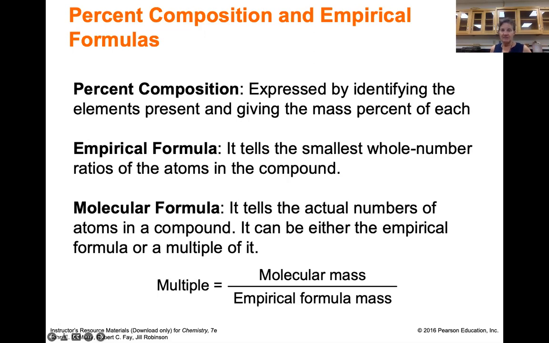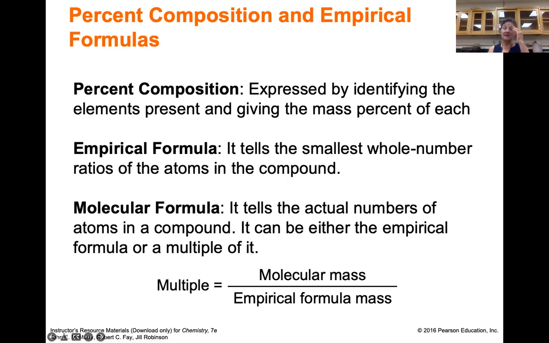So the percent composition is expressed by identifying the elements present and giving the mass percent of each. So we'll go through a problem to make that less abstract. The empirical formula is the smallest whole number ratio of the atoms in the compound. And then the molecular formula tells us the actual number of atoms in a compound. It can be either the empirical formula or a multiple of it.